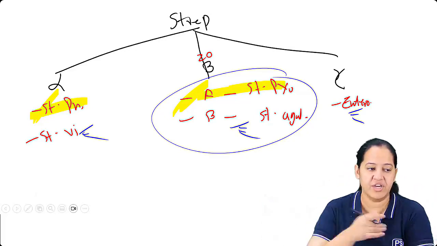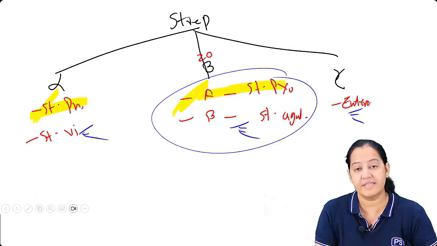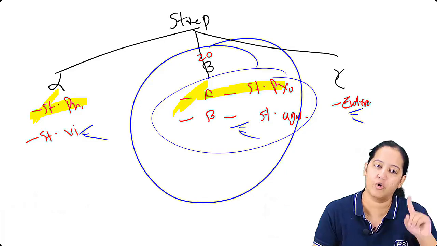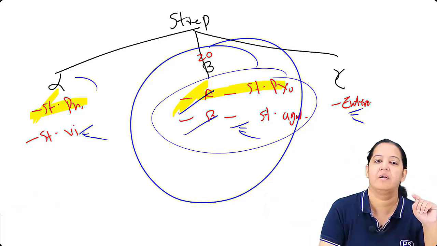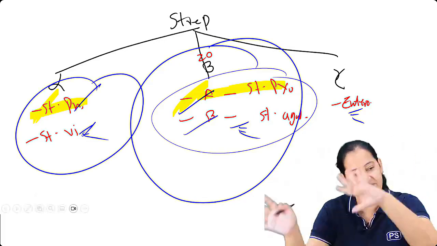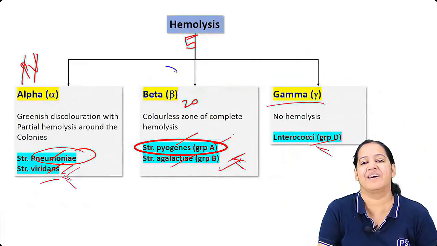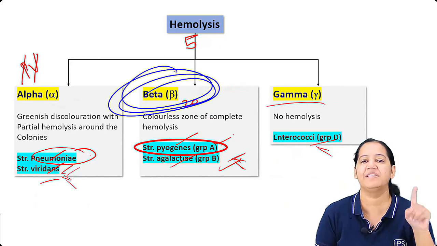If you are following the chart at all, I have told you what I'm going to do. Say yes. So what is my sequence? First, I will finish beta, in the beta group A and group B. Then I will come on alpha, both pneumonia and viridans. Then finally, I will come on gamma. And then I will summarize everything. Okay? So let's start with beta.